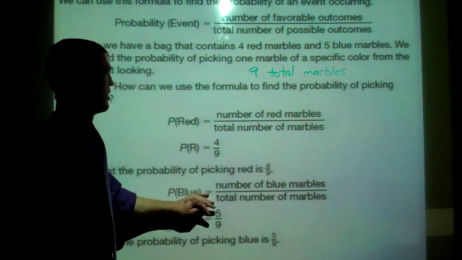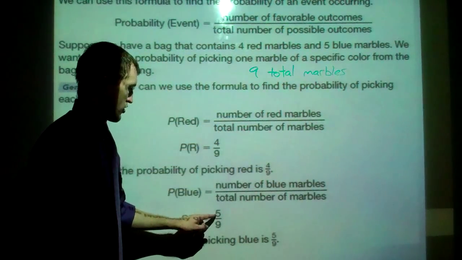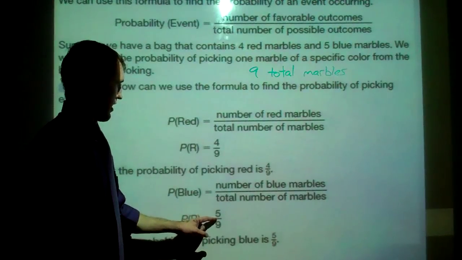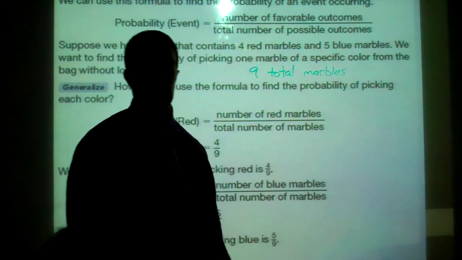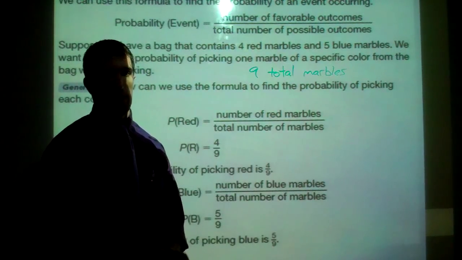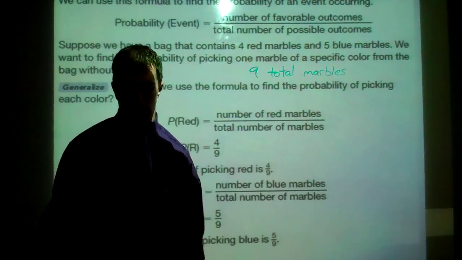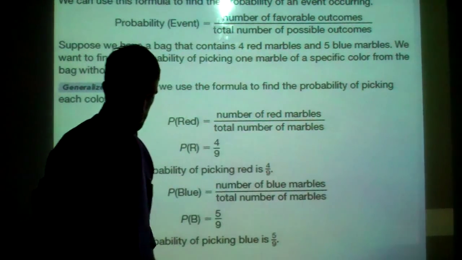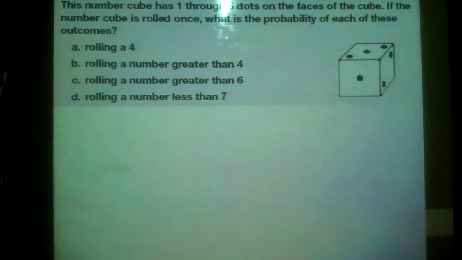Probability of blue then would be, we've got 5 blue marbles out of 9, so 5 out of 9. And if we add 5 out of 9 and 4 out of 9, we get 9 out of 9. So all of our possible outcome probabilities, if we add those together, we should get 1. Alright, so this is basic probability statements and how to calculate basic probability. We'll look at that with this example.